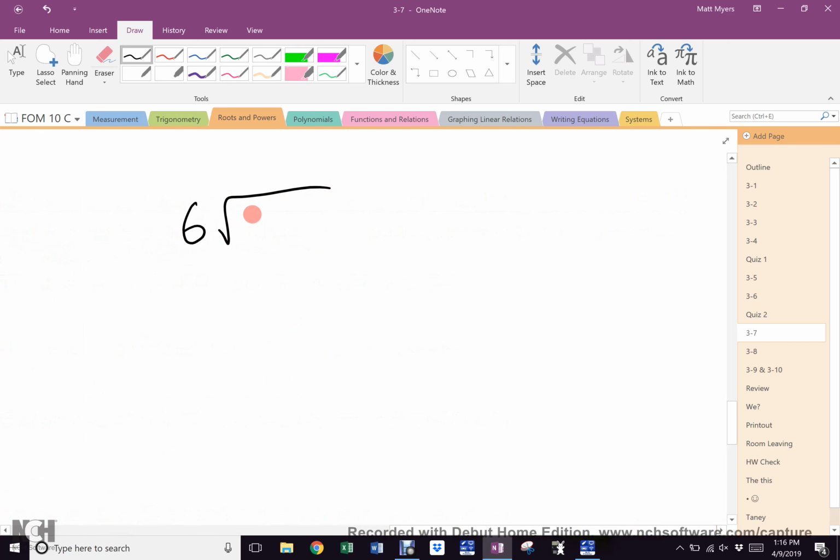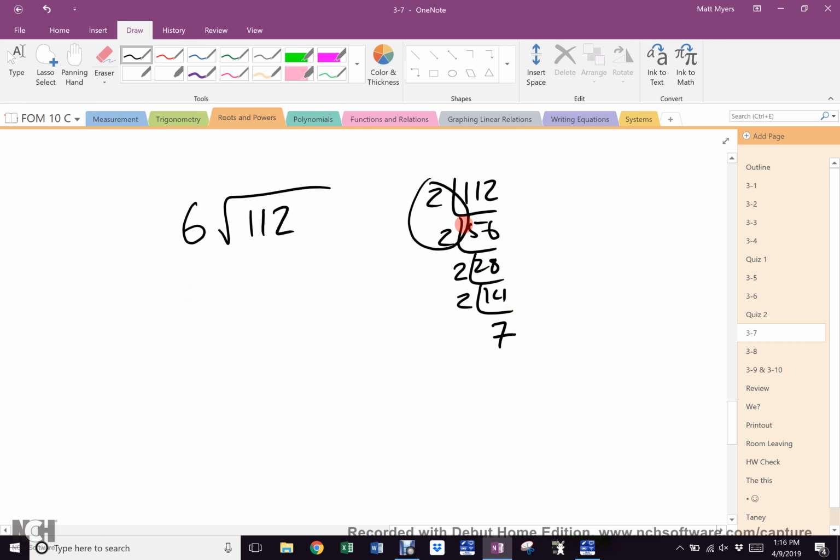6 square root of 112. If you're going to simplify that, you break it down. And you see that there's a group of 2, so out comes 2. There's a group of 2, so out comes 2. I left 7 under there. 2 times 2 is 4. 4 times 6 is 24. And I'm done. That's what your quiz is on right now.